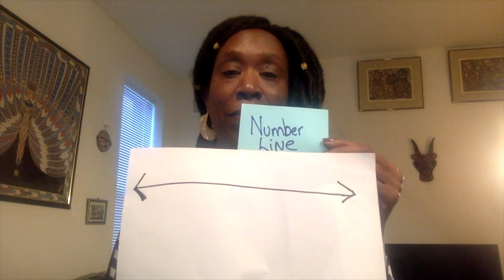Your next word, number line. Number line actually looks just like this. It's a line of numbers in between other numbers, starting with what number? What number always comes first on the number line? 0, you're correct. The 0 always comes first.